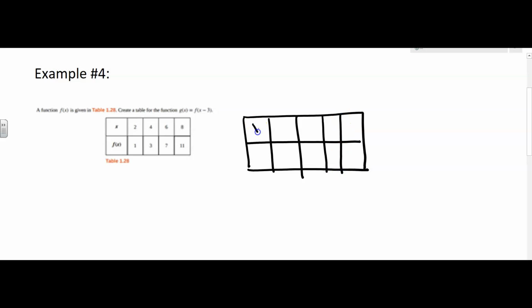Okay, we're going to have an input. Now it says g of x is going to equal f of x minus 3. So we know from the guidelines given to us that this is going to be a horizontal shift. If we were graphing, it would shift to the right. I'm not going to graph it. They do in the book, but it doesn't ask us to graph it. It just says create the table.